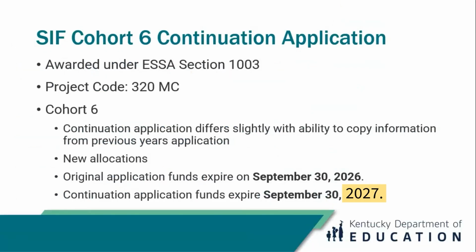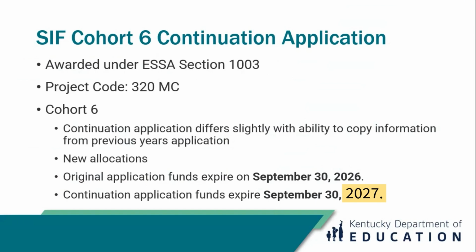In this video, I'll guide you through the steps to complete your School Improvement Funds, or SIF, application in GMAP for continuation awards under SS Section 1003, Project Code 320MC, commonly referred to as the Cohort 6 continuation. The steps for completing the continuation application will differ slightly from the original application, as you'll have the option to copy some information from the previous year's submission.